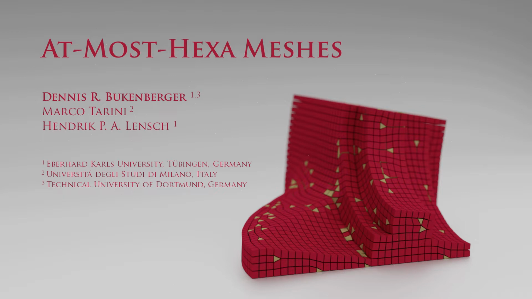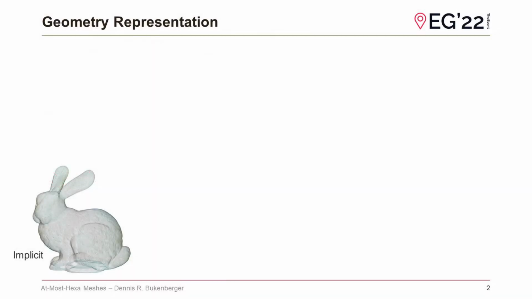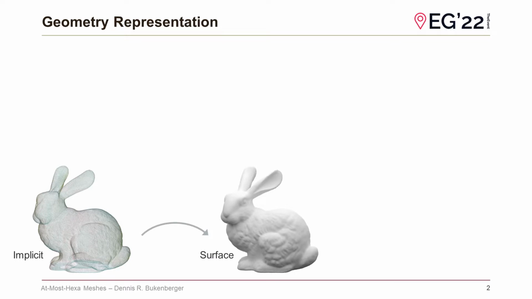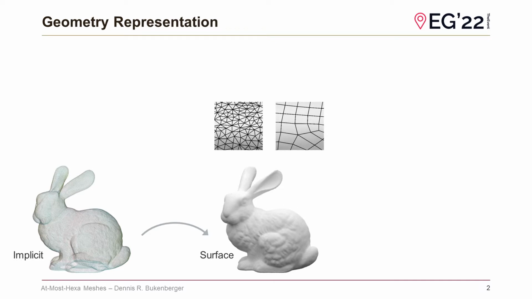So let's start with a bit of background on geometry representations. In the simplest form, we have implicit representations like point clouds from 3D scans. These are, however, rarely suitable for downstream applications. Therefore, we can use common surface reconstruction techniques to generate closed surfaces, usually expressed as simple triangle meshes or higher quality quad meshes.